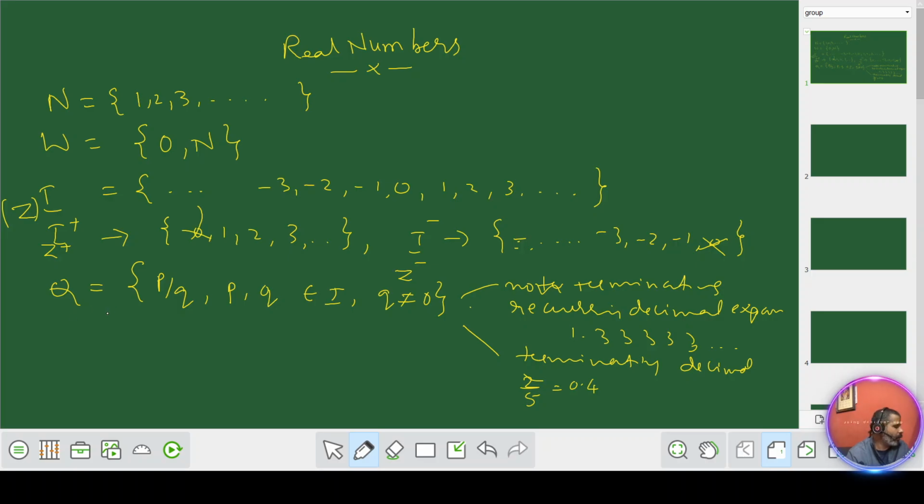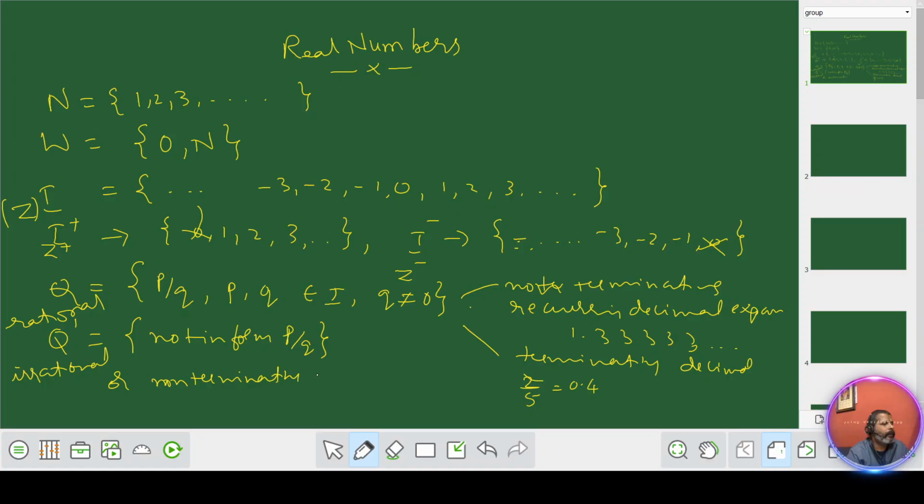Then the irrational numbers. We saw this in the ninth standard. Irrational numbers are not in the form p by q. With respect to decimal expansion also, we have a definition for irrational numbers. Irrational numbers are those whose decimal expansion is non-terminating and non-recurring. Non-recurring or non-repeating, both are the same.